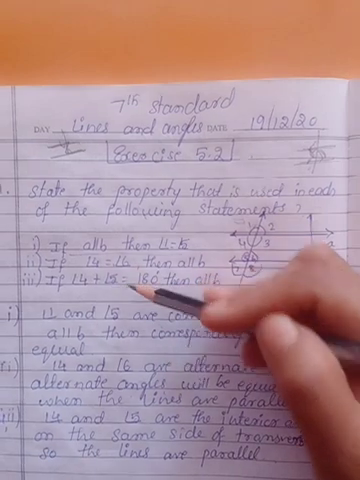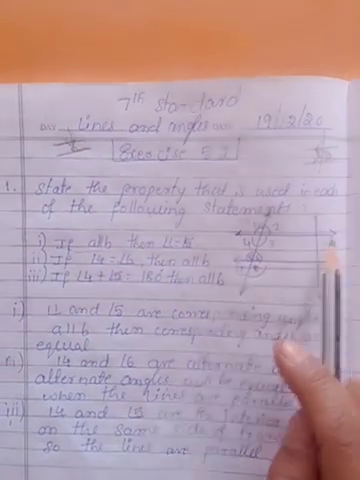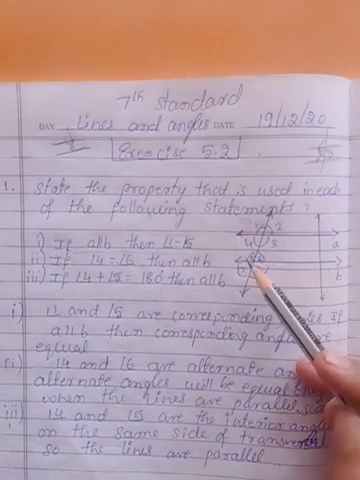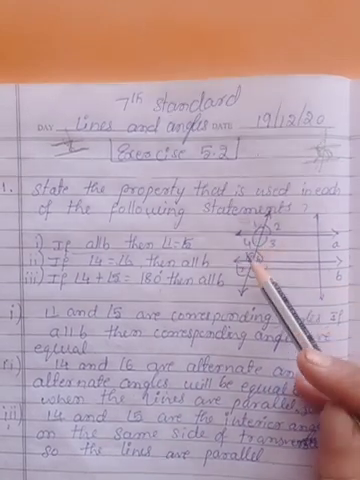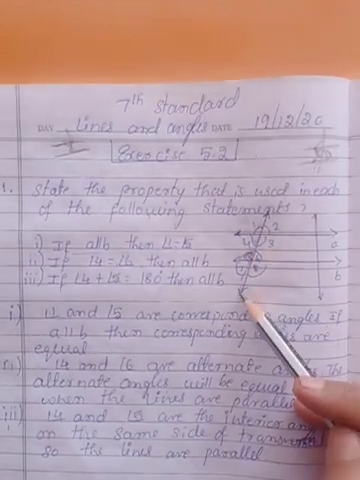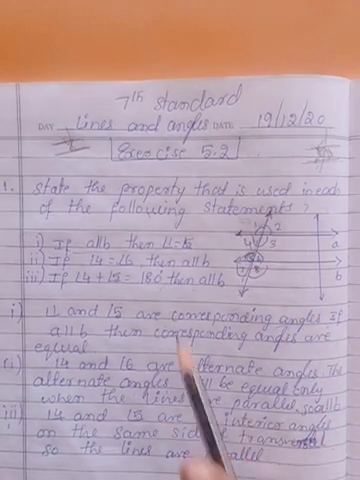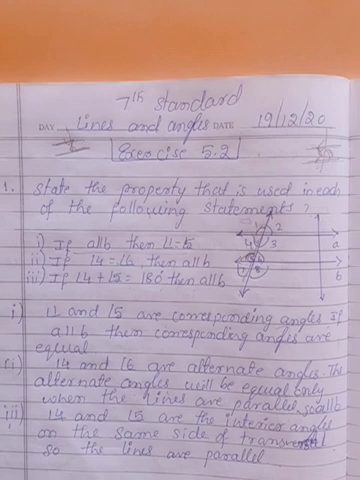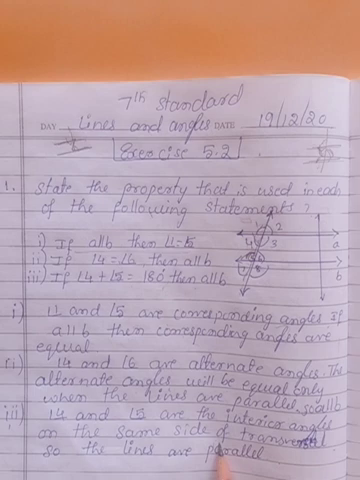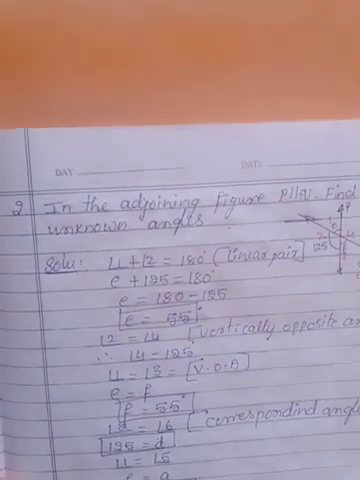Next. If 4 plus 5 is equal to 180, then A is parallel to B. Where are 4 and 5? Just check it out. They are interior angles on the same side of a transversal. So, if the sum of the interior angles on the same side of a transversal is supplementary, then the lines are parallel. Even that is satisfied. Got it? Okay. Next, we'll move to the second problem.